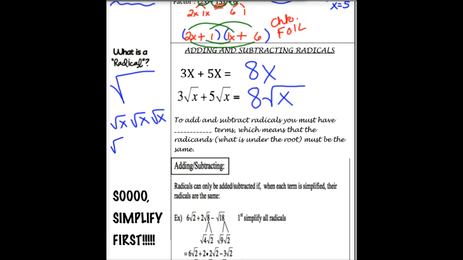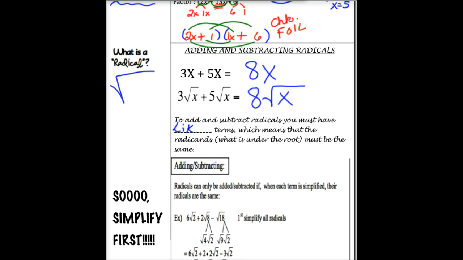Step into a room with 5 more root x's. And when I open the door, what do I see? 8 root x's. Notice they don't morph into something else. So to add and subtract radicals, you must have what we call like terms.